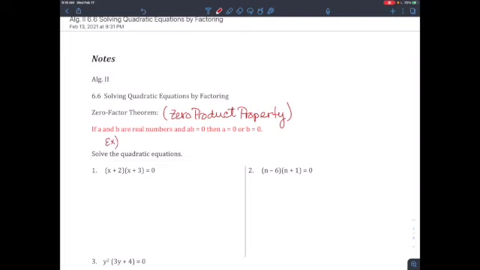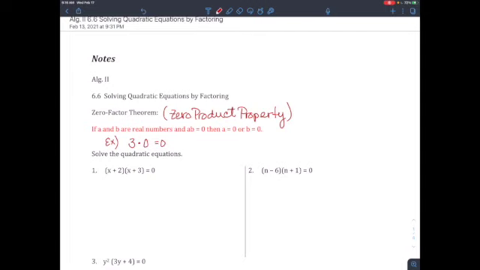For example, let's say A is 3 and B is 0. Those are real numbers. But A times B equals 0, so either A, which is 3, equals 0, or B equals 0. In this case, it's B equals 0. Or vice versa, you can have 0 times 5, 0 times negative 2, anything like that will work. So one of them has to equal 0.